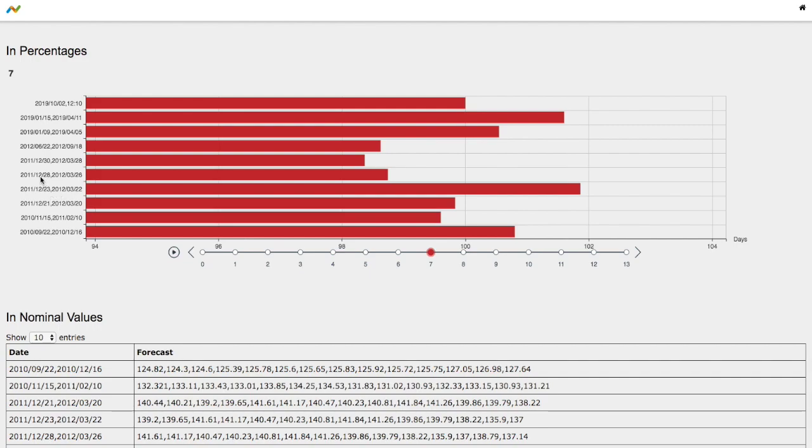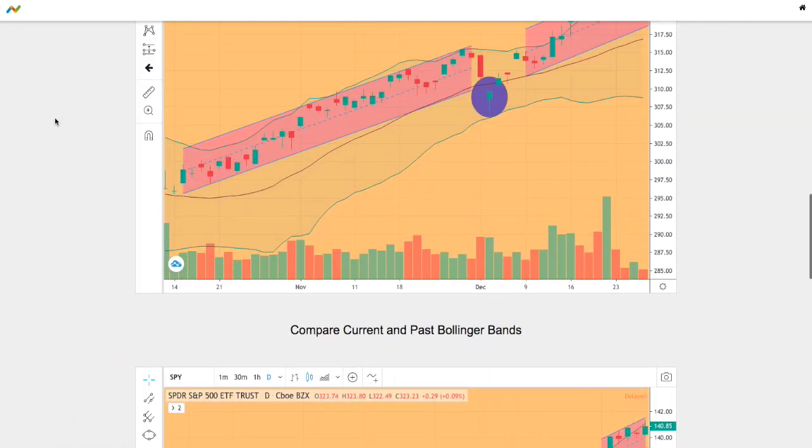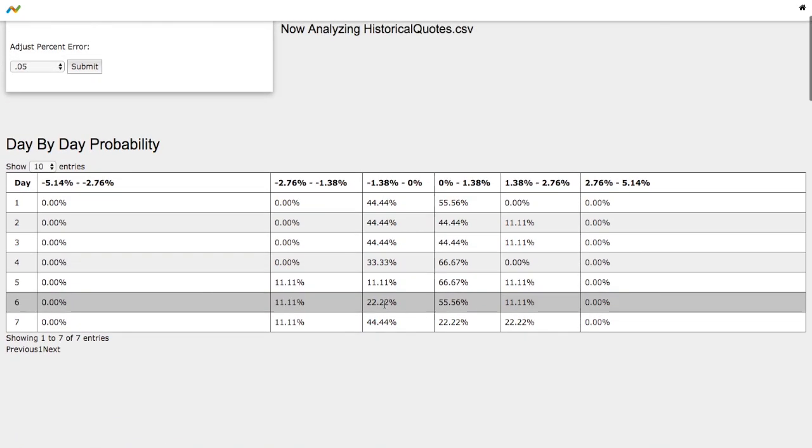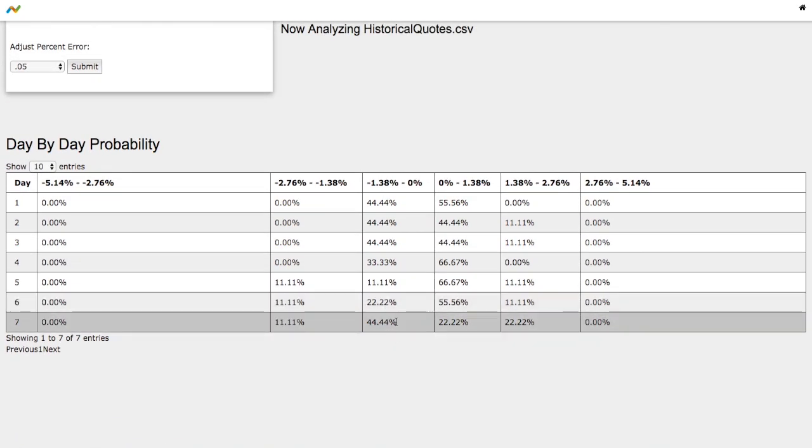So the model that we just examined was December 28th, 2011 to March 26, 2012. Back then the S&P 500 would most likely be down around 26 basis points. That also coincides with the favor of right here, the day-by-day probability. On the 7th day, we have a 44% chance. That's among the highest we see on the 7th day. So we most likely head down lower in the coming days, or in 1 week, for the S&P 500.